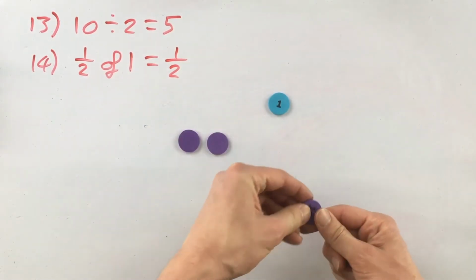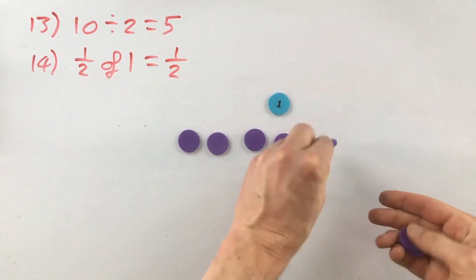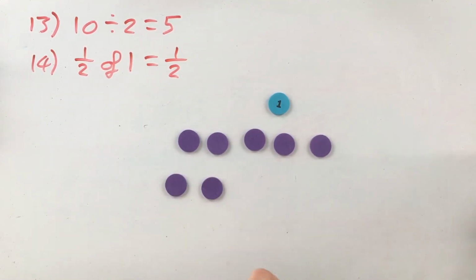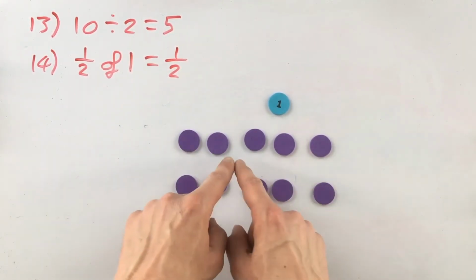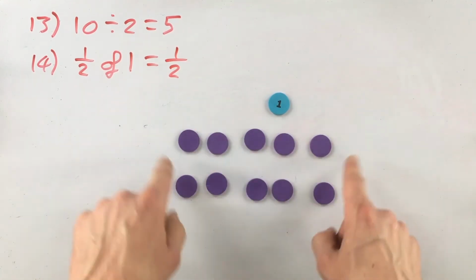Now I'm going to be doing a lesson on decimals and fractions. In fact, I'm going to be doing quite a few lessons on decimals and fractions coming up. But just in case you want to know a little bit about it now, if each of these is a tenth, you'd need 10 of them to make a whole one.